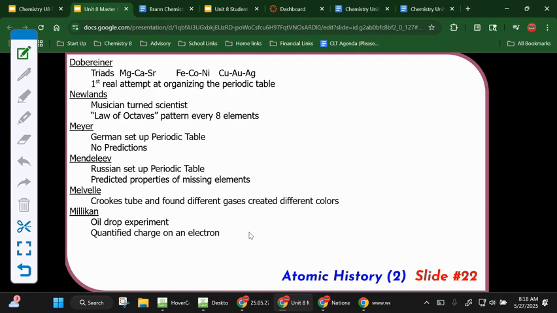But he also started to quantify the charge on the electron that we didn't even know was an electron yet. He realized that matter was made up of charged particles. And he could tell what the charge was on an electron before we even knew what an electron was by doing his experiment with these plates. Oil drop experiment, quantified charge. Questions?